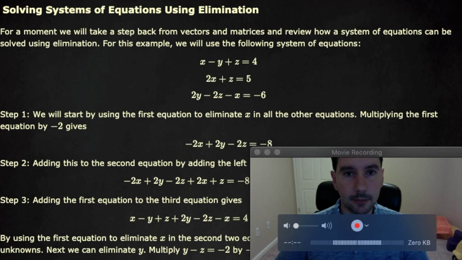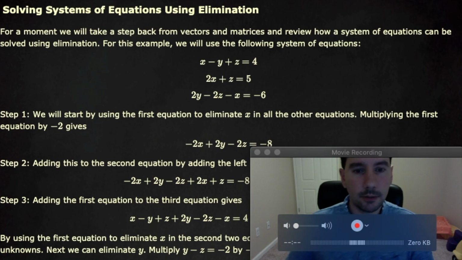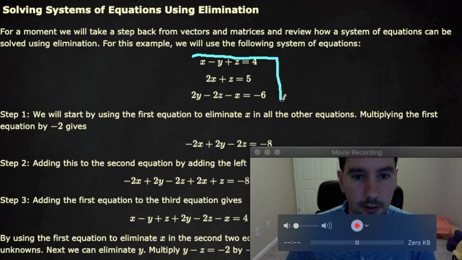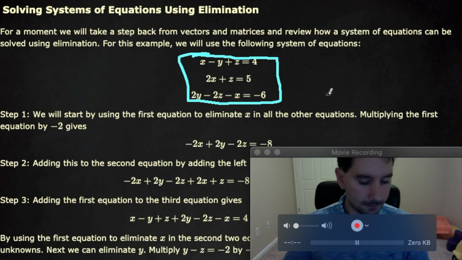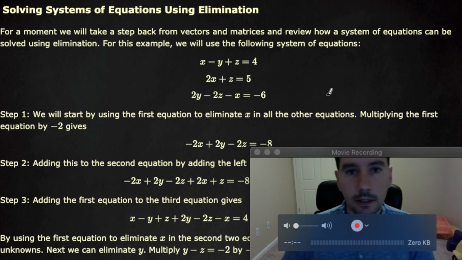We're going to take a step back for a moment from vectors and matrices to talk about the idea of elimination. So let's say we're solving this system of equations. We have x minus y plus z equals 4, 2x plus z equals 5, and 2y minus 2z minus x equals negative 6. There are several ways we could go about solving this system of equations, but we're going to follow a set of steps that will correlate to solving this system using matrices, which we will see shortly.